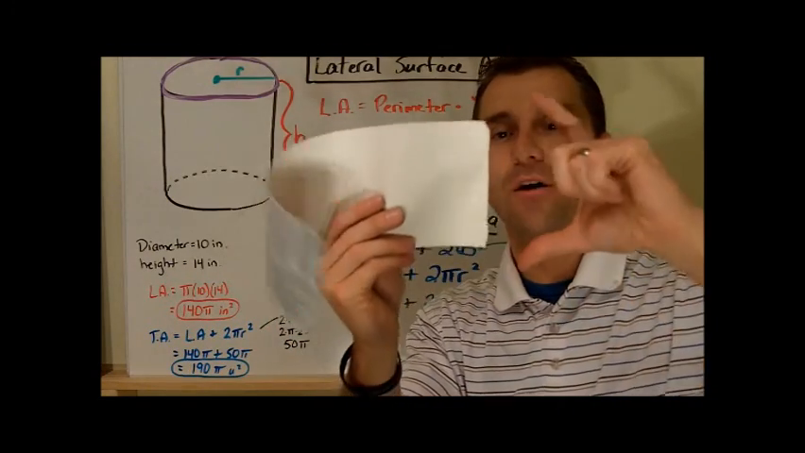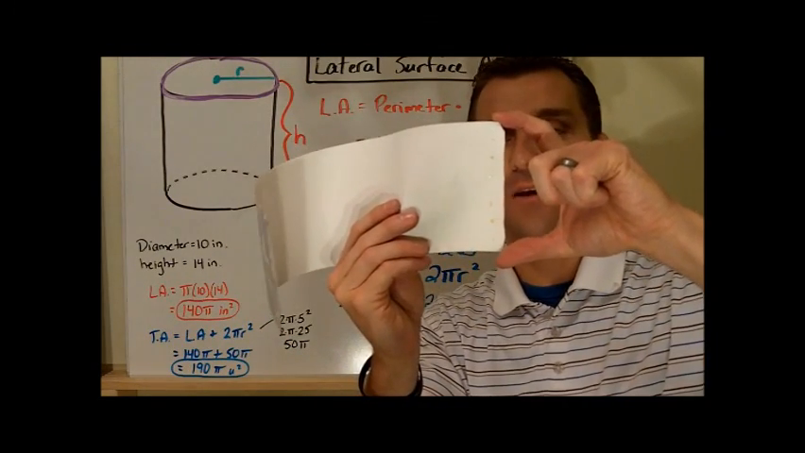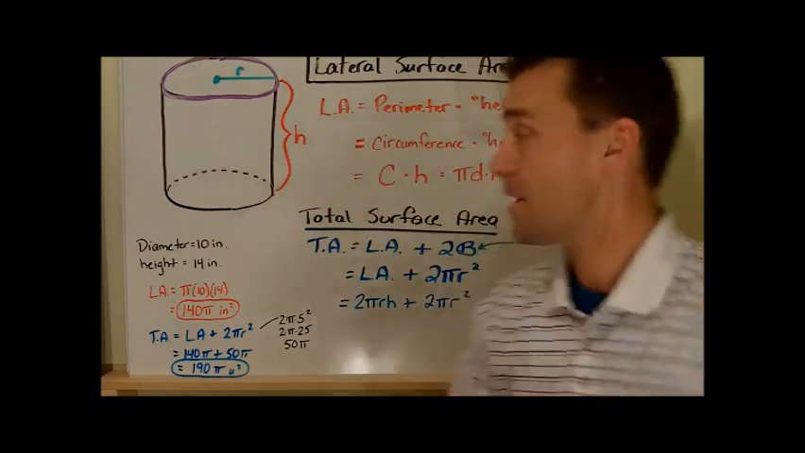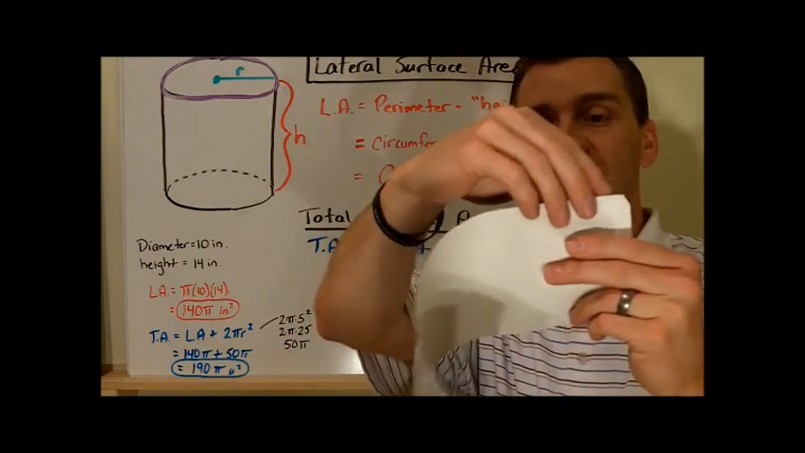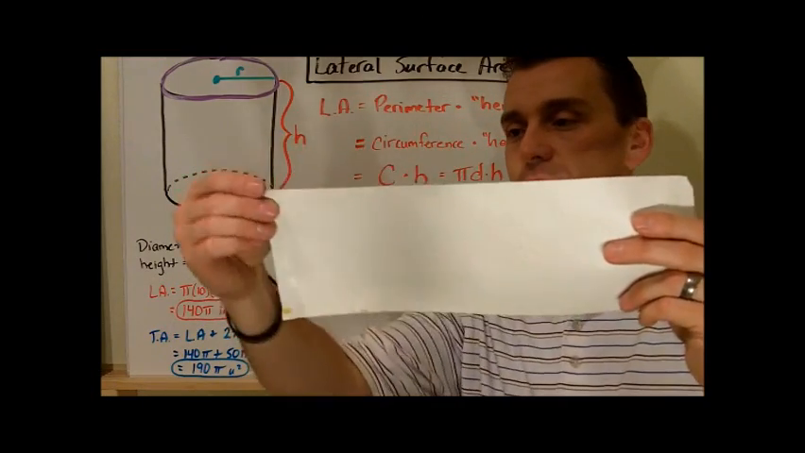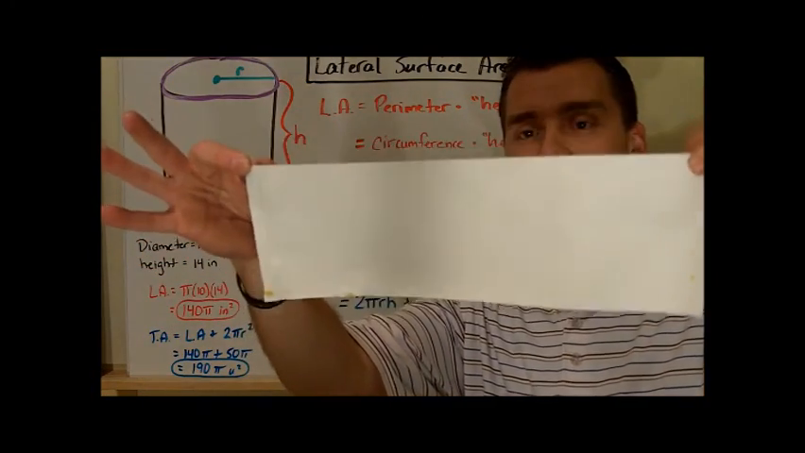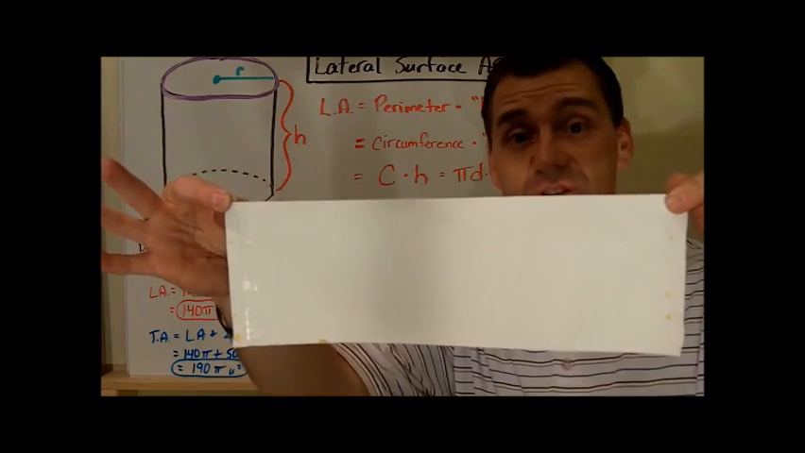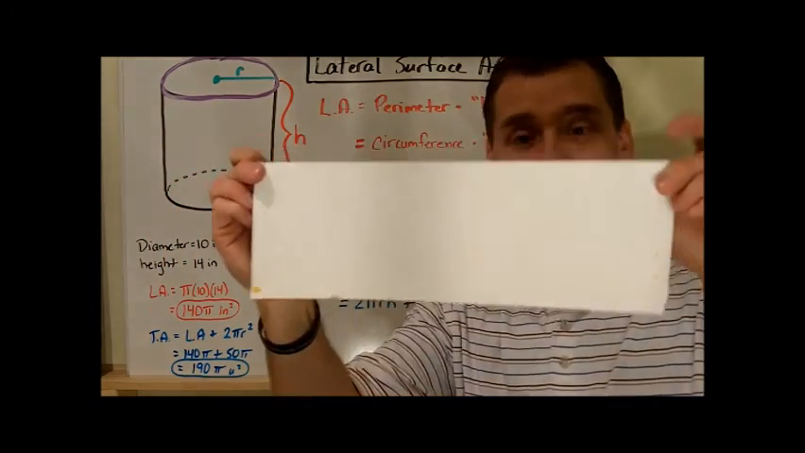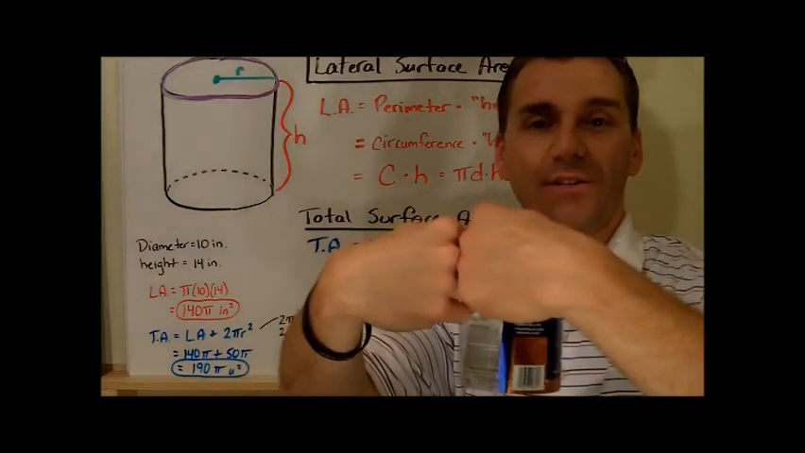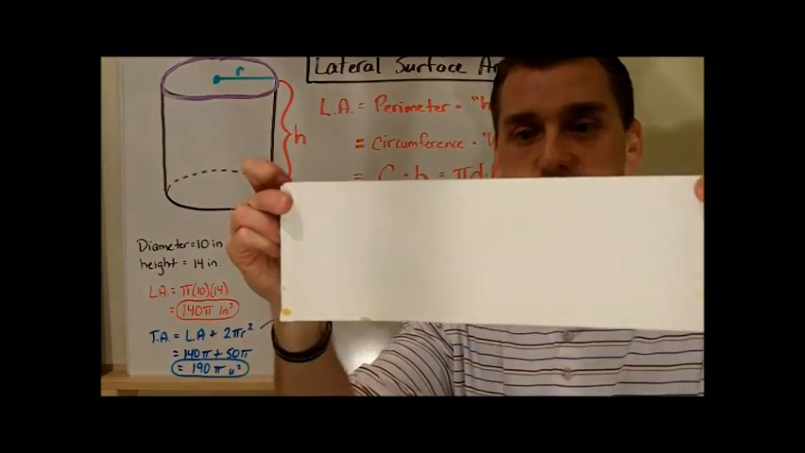And I believe this right here, the height of my rectangle, is the same as the height of the can. That's what the H is. And I believe this distance here, the actual base length from my fingers that I'm holding onto right there, is just the circumference of the circle. That's all it is. So it's just a rectangle folded around a cylinder. So that's how you find the lateral surface area.